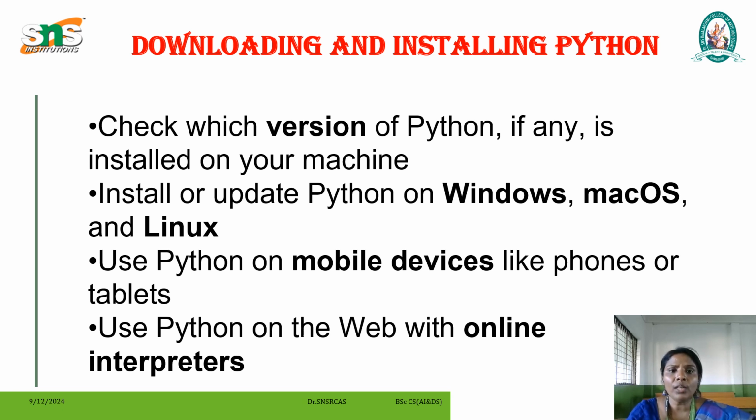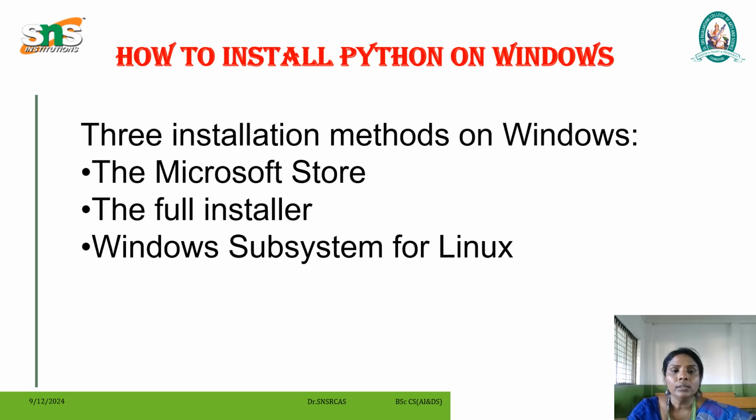You can download the official Python distribution from python.org, install from a package manager, and even install specialized distributions for scientific computing, Internet of Things and embedded systems. So we focus on the official distribution as it is generally the best option for getting started with learning to program in Python. So, how to install Python on Windows.